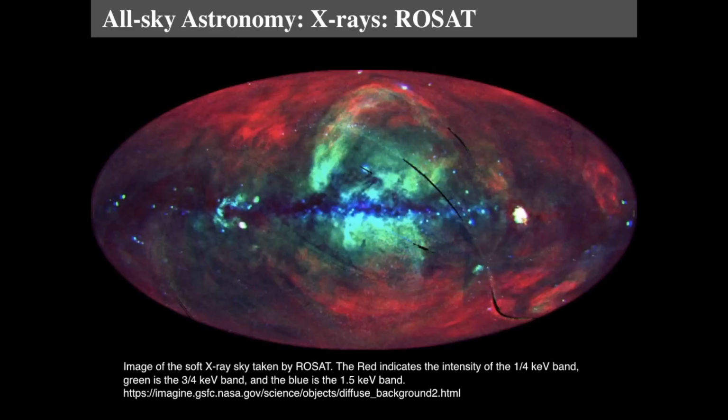So we looked at the very, very longest wavelengths of light. Now let's look at the shorter wavelengths of light. Here on the right, we see the X-ray emission that was seen by the Rosat satellite. The Rosat satellite looks in X-rays, and instead of measuring the wavelengths in, say, nanometers, we're measuring in wavelengths so small that we might as well use the energy of the photon. That's why they set these three bands: red is 0.25 kilo-electron volts, green is 3/4 kilo-electron volt, and blue is 1.5 kilo-electron volts.